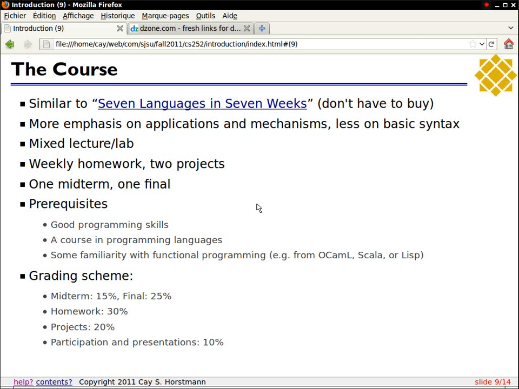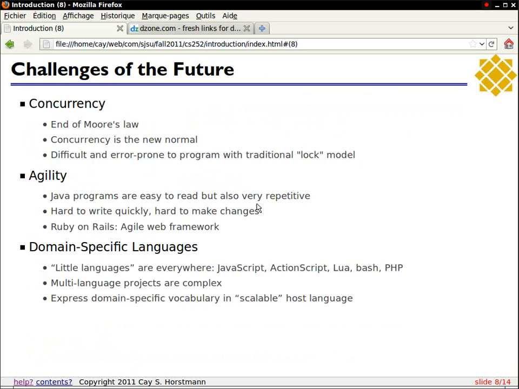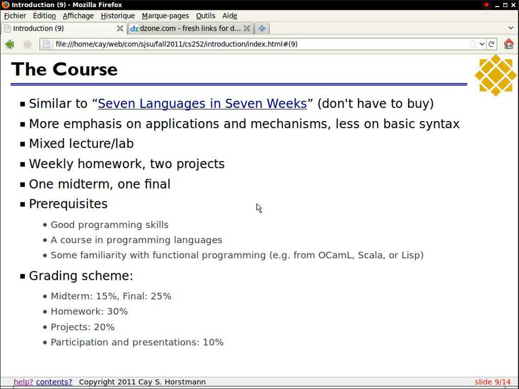So I taught this course last semester in Vietnam, where I was on sabbatical. And before that, someone sent me this book by Bruce Tate called 7 Languages in 7 Weeks. Bruce was the guy, the one with the elephant, who wrote that article. He's a well-regarded speaker at industry conferences, a very practical kind of person. He wrote this book to teach the basics of a whole bunch of different languages, to span the spectrum, to professional programmers, one a week.